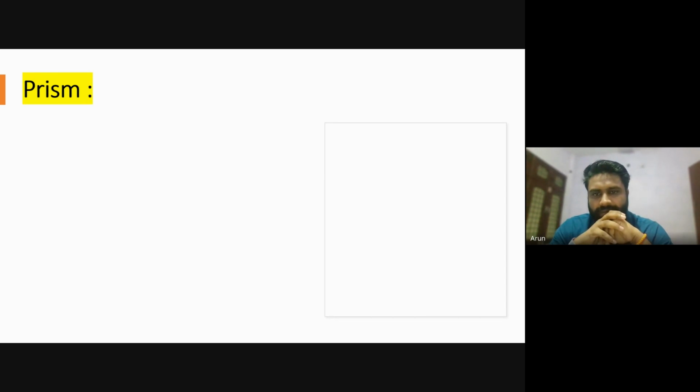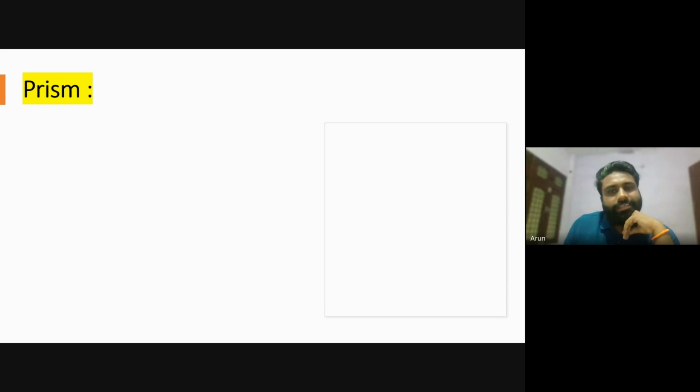Like you take two glass pieces and you join them at a particular angle and you fill the material inside them. Inside is also glass. Okay. So if two transparent surfaces are inclined at some angle, they will form a prism. So a prism is a solid, homogeneous, refractive material.